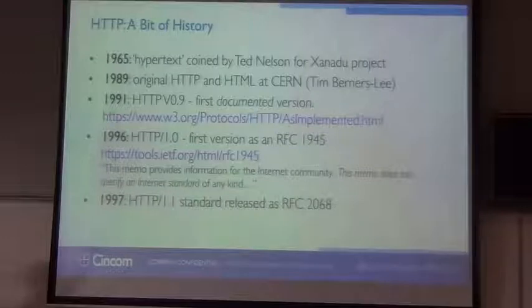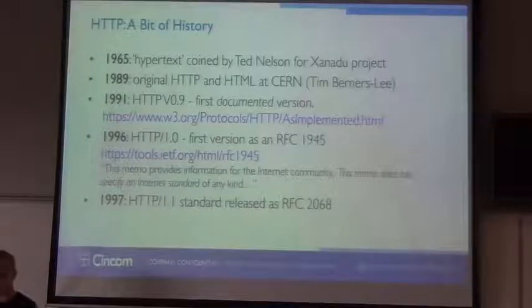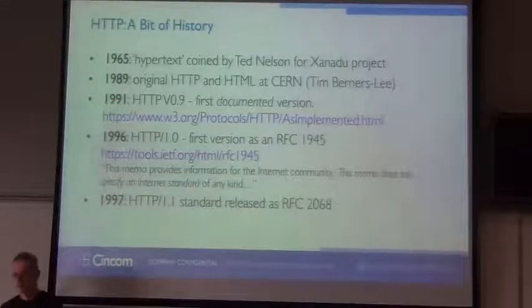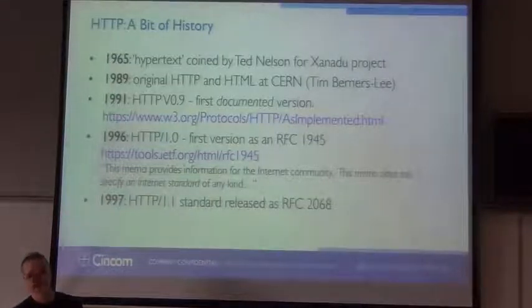It took only about 23 years before hypertext was actually used in the first HTTP and HTML implementation at CERN. And it took another 2 years before the first documented version was published, and that was version 0.9, which you can look up, the original as-implemented spec, because it was more after the fact, right? And then it took another 5 years until the first official version that was published as an RFC.